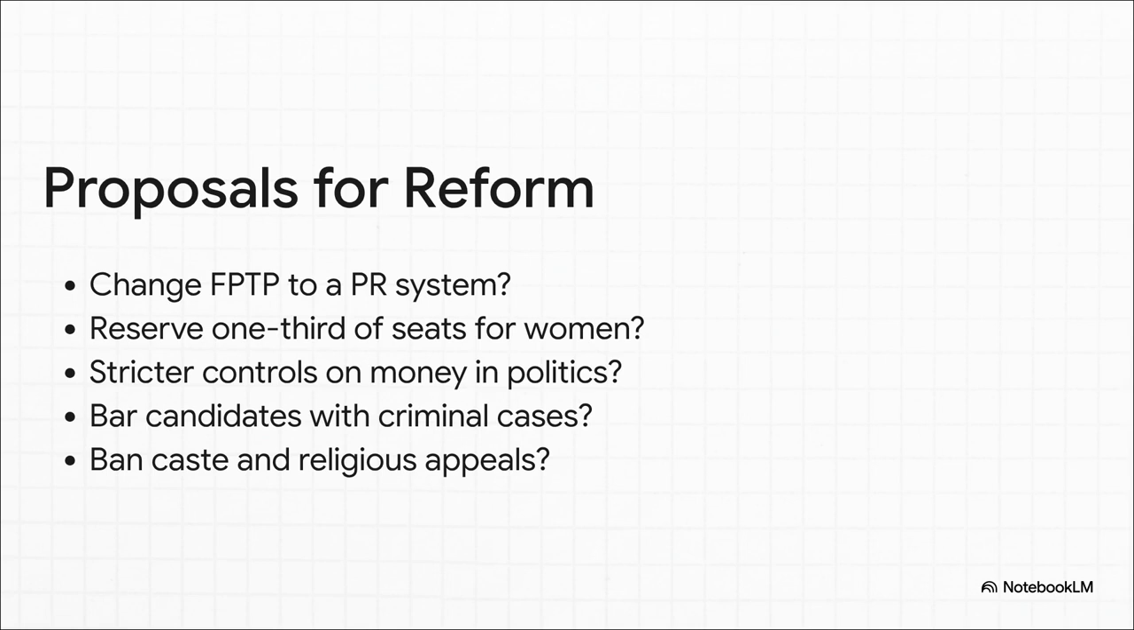Should India finally switch from first past the post to some kind of proportional representation? Should there be a law that says 1/3 of all elected officials have to be women to fix the huge gender gap? What about getting tough on the role of big money in politics, or even banning candidates who have criminal cases against them from running at all? These are all very real, very active debates.